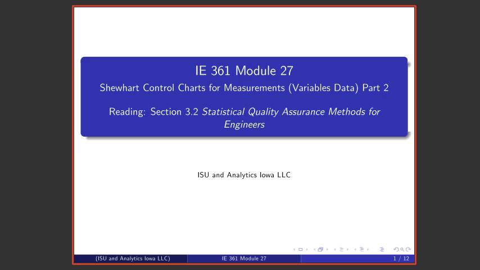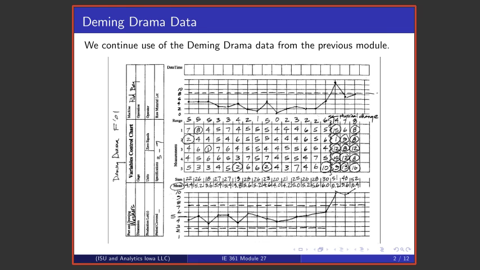In this module, the primary discussion is going to be on alternatives to R charting, that is S charting, and an alternative to X-bar charting, that is median charting, and we'll make a few other comments about issues of control charting for measurements. We will continue to use these data from the previous module, data taken in a Deming drama in IE 361 at Iowa State University.